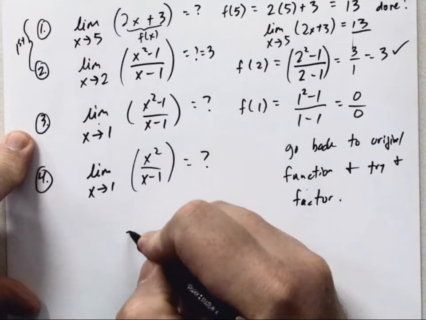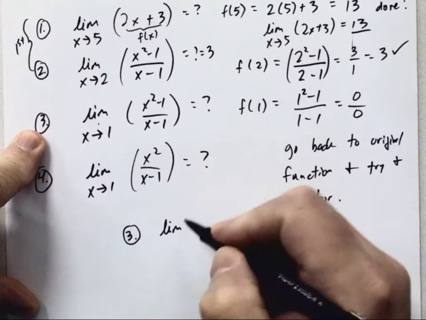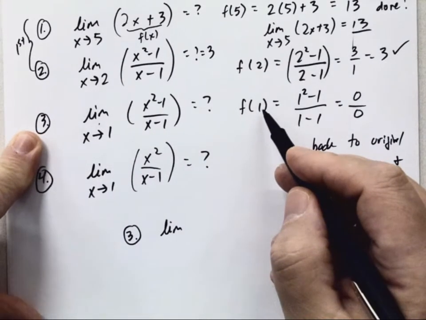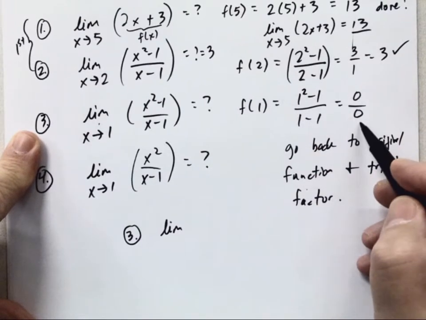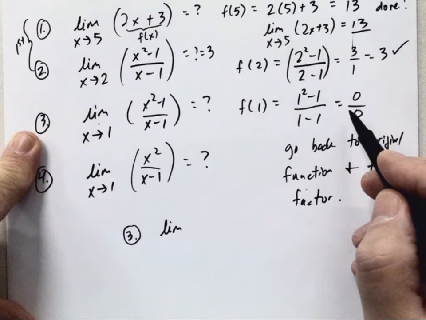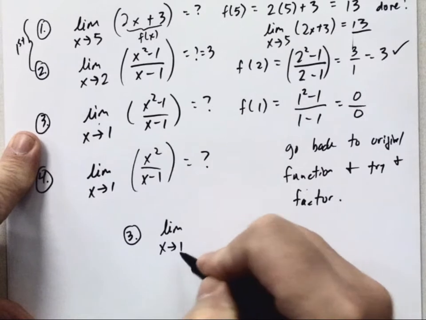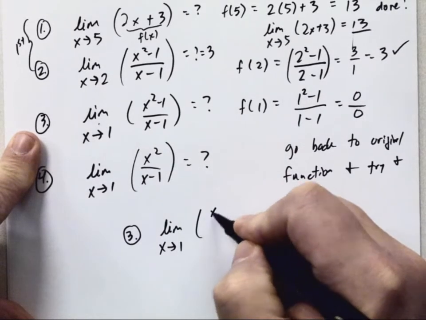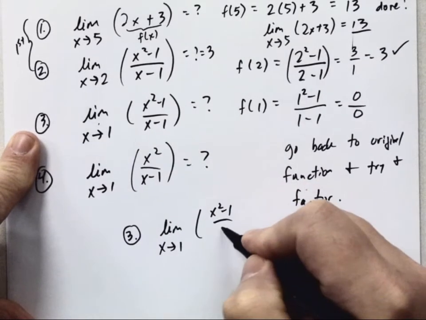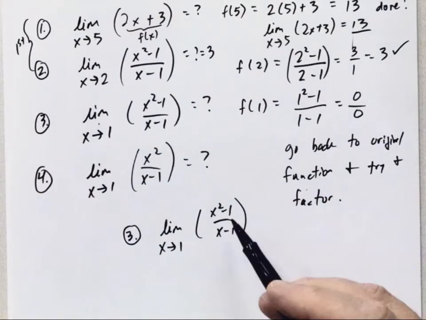So, here's number 3 again. We went ahead and plugged in the number, but we got 0 over 0. So that was like, well, that didn't help us, but that tells us, okay, the only thing left for me to try is I go back to the original function and see if something factors.